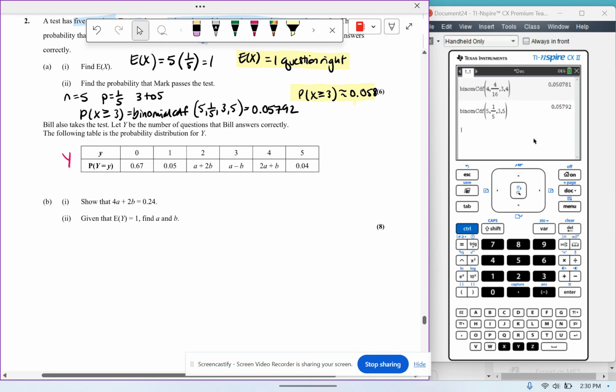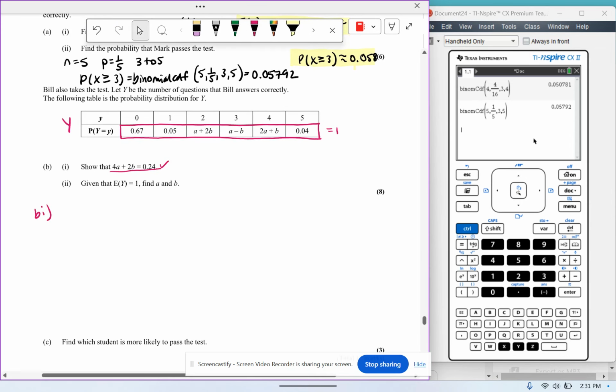Okay. So question B I says, show that 4A plus 2B equals 0.24. Well, what's the relationship that I know about probability distributions? That is definitely going to help me match what things should equal. It's that the whole bottom row should equal up to 1. So let's go ahead and see if that's going to yield us this little show that we have to end up doing. Okay, so I'm going to do 0.67.